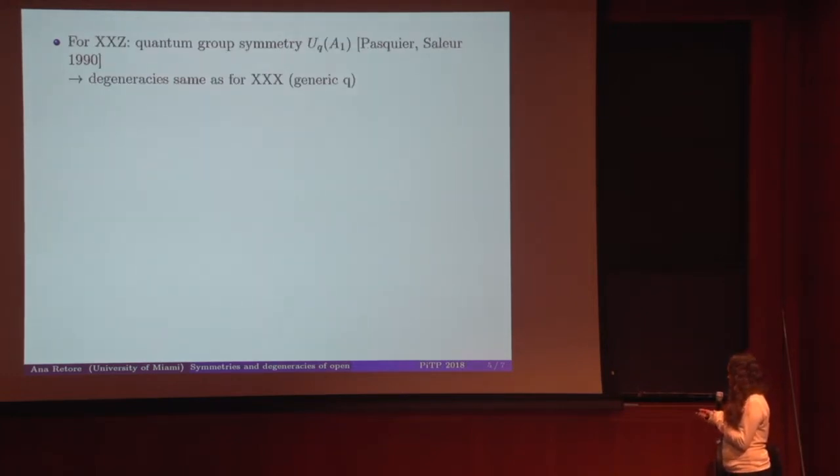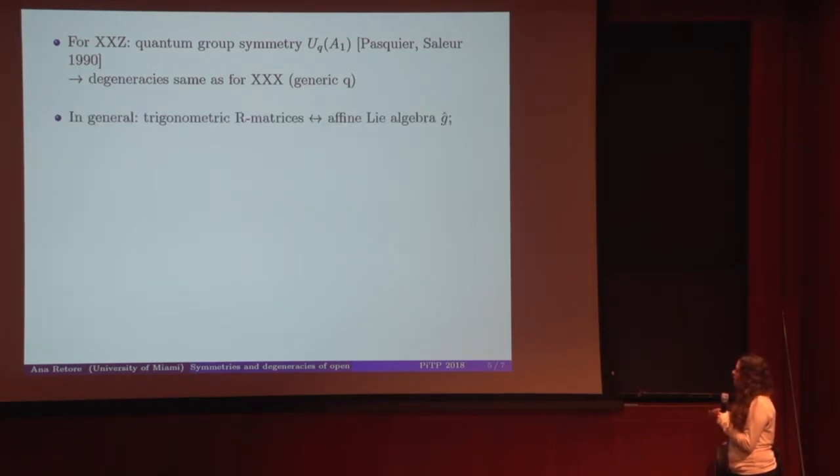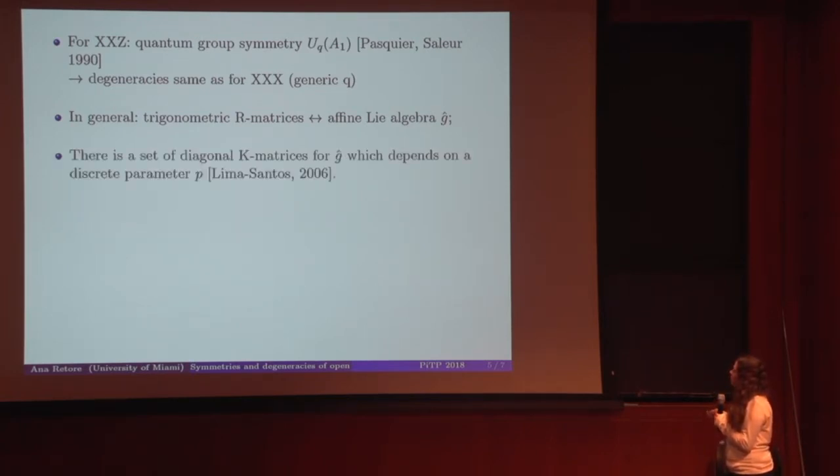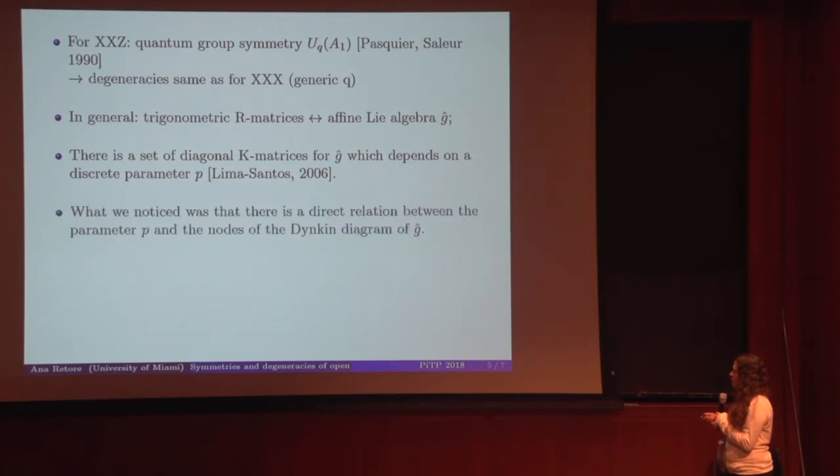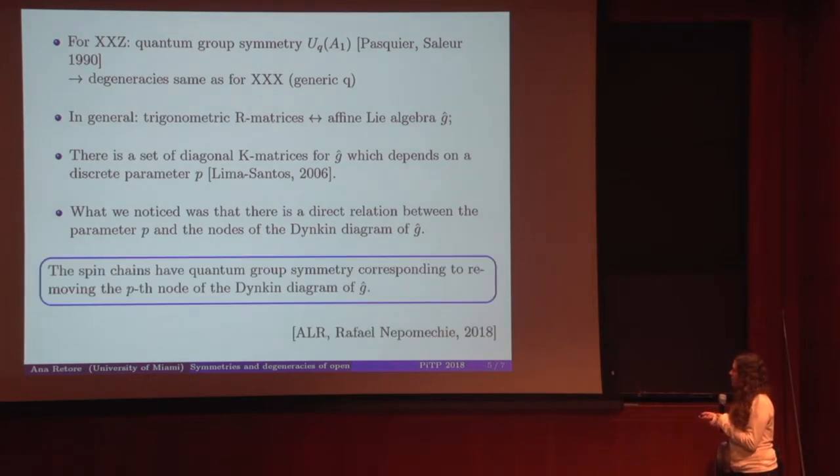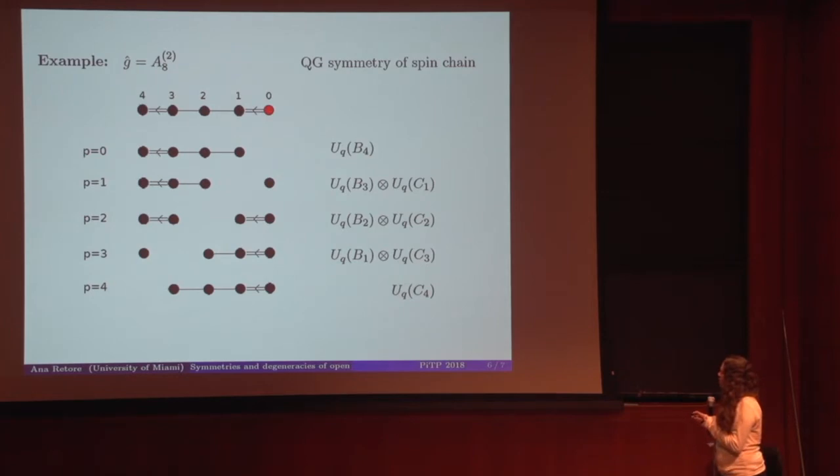The simplest model, the XXZ, was shown to have U_q(A1) quantum group symmetry by Pasquier and Saleur. But in general, trigonometric R matrices are related to affine Lie algebras, which I call G hat. In the literature, you can find some diagonal K matrices for G hat that depend on a discrete parameter p. What we realized is that this parameter p can be directly related to the nodes of the Dynkin diagram. More specifically, the spin chains have quantum group symmetry corresponding to removing the p-th node of the Dynkin diagram of G hat. So let us look at this example, A twisted.